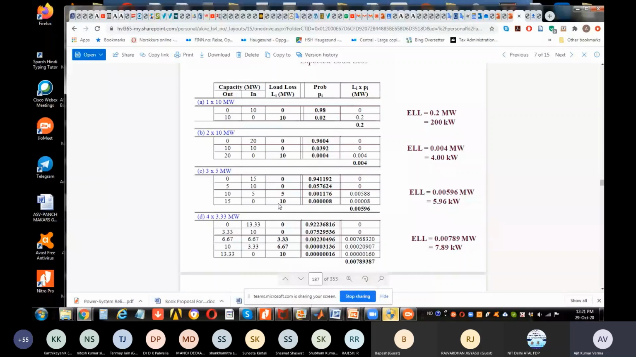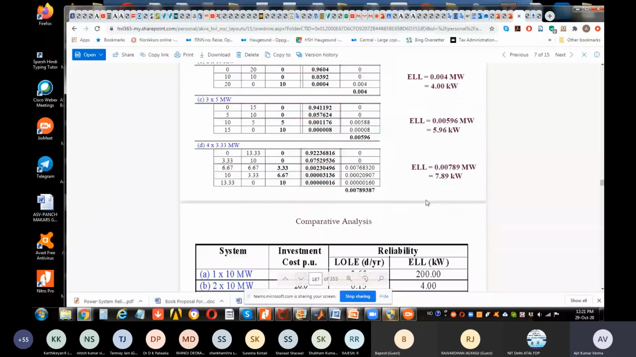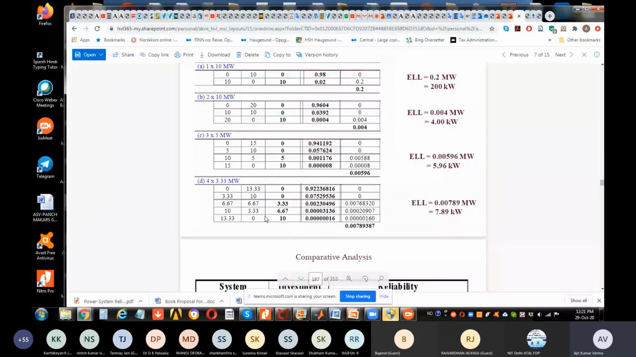Likewise, in this case, you have 3.33, 6.67, and 10. When you generate 6.67, 3.33 and 0, then you lose load. When you generate 10, you don't lose load. When you generate 13.33, you don't lose load. So how much of load is lost? 10 minus 6.67, 10 minus 3.3 and 10 minus 0. So these are the load losses and these are the probabilities. I multiply these combinations and sum them up, so I get 0.00789387. You have truncated it; you need not, but can truncate it. So that's megawatt. So 7.89 kilowatt is lost.